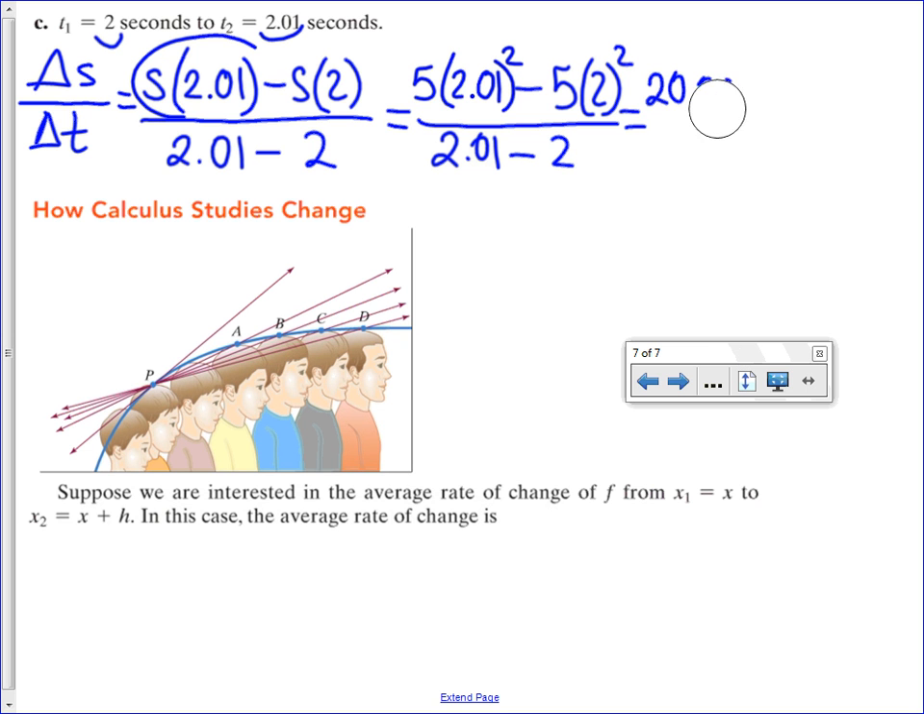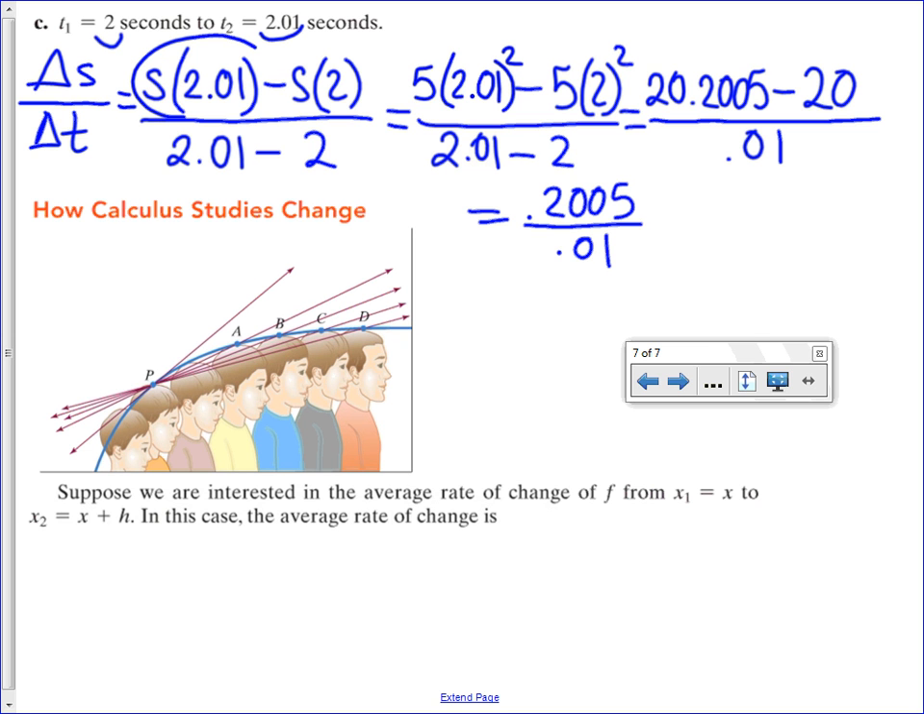I'm sorry, I missed a number. 20.2005 minus 20 over 0.01. And so in this case, we will get 0.2005 divided by 0.01, which is equal to 20.05. Let's not forget our units, feet per second. We're talking about average velocity.